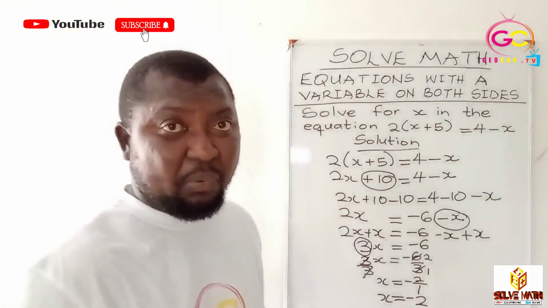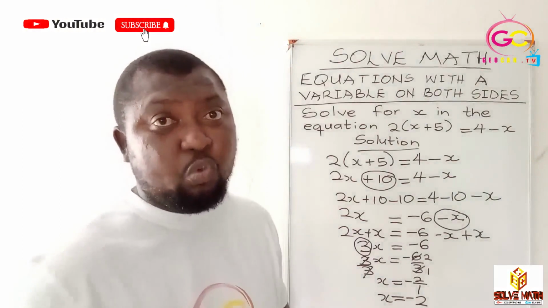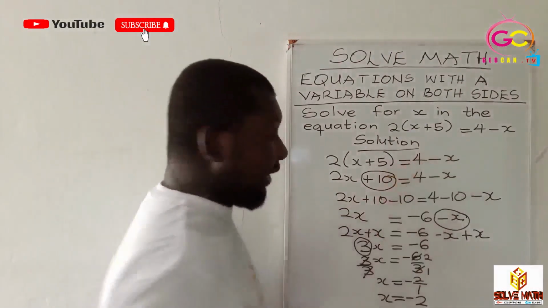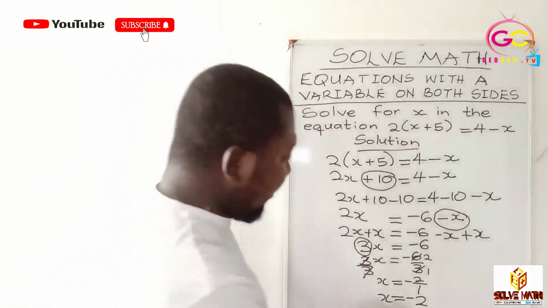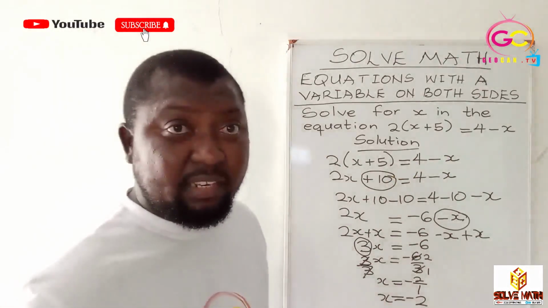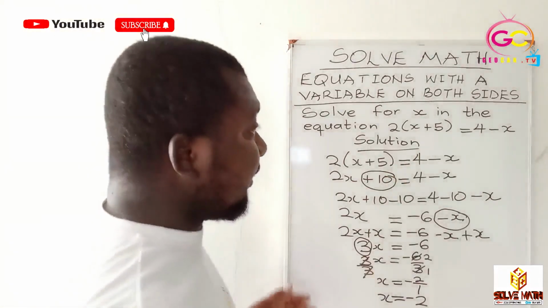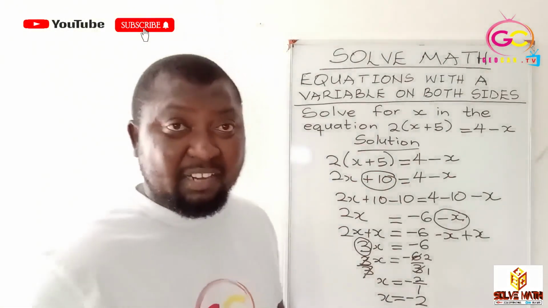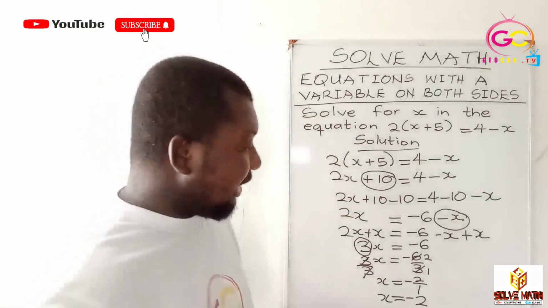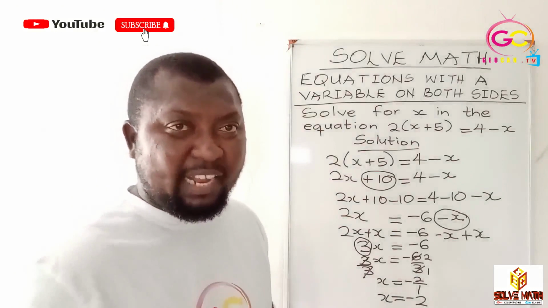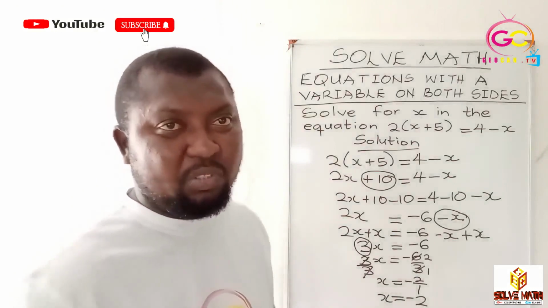Now, if you want to check your answer, as we've always been doing in our previous lessons, you go back to the equation you were given, and wherever you find the x, you fix in the value negative 2 in there. And if the left-hand side is equal to the right-hand side, then you are correct. And as I always say, I can assure you, when you do that, you will get it. The left-hand side will be equal to the right-hand side.